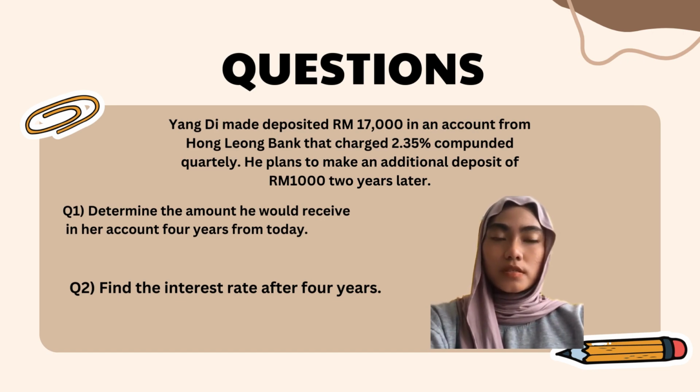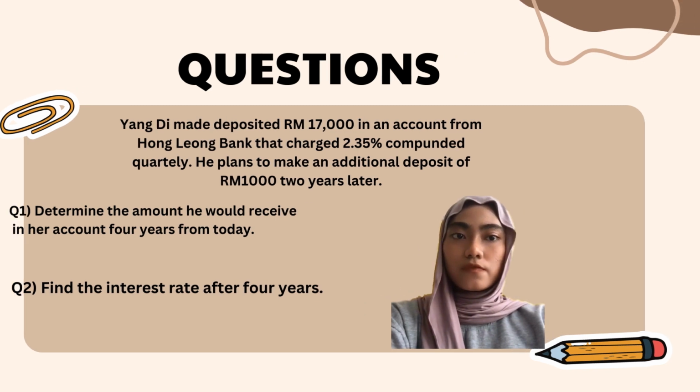For the question: Yang D made a deposit of RM17,000 in an account from Hong Leong Bank that charged 2.35% compounded quarterly. He plans to make an additional deposit of RM1,000 2 years later. The first question is, determine the amount he would receive in his account 4 years from today.